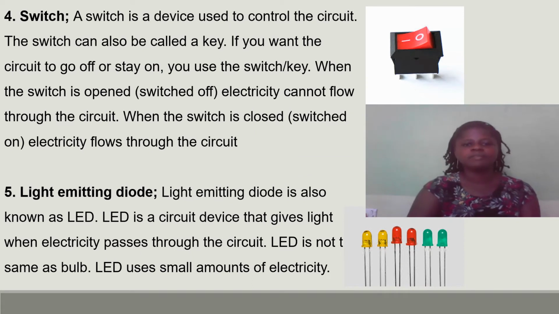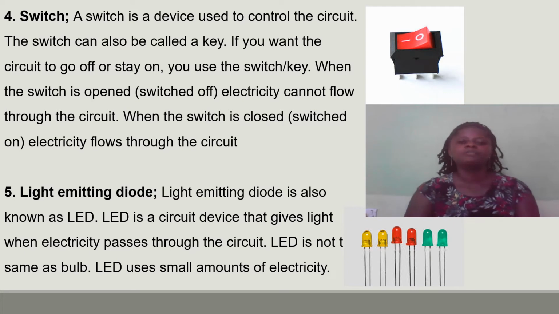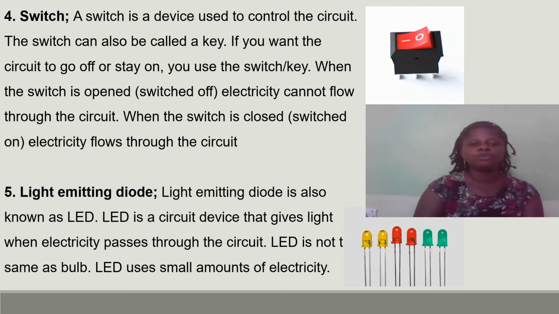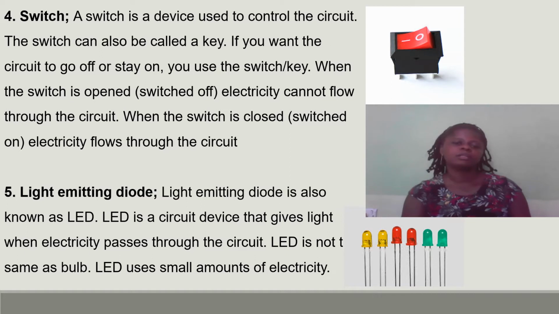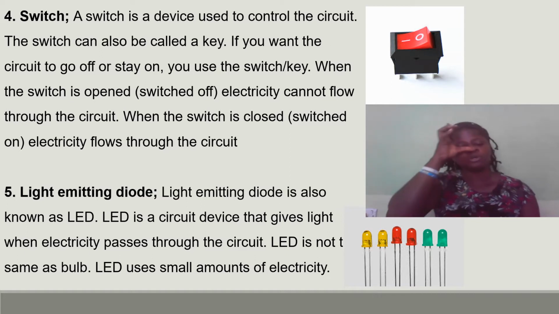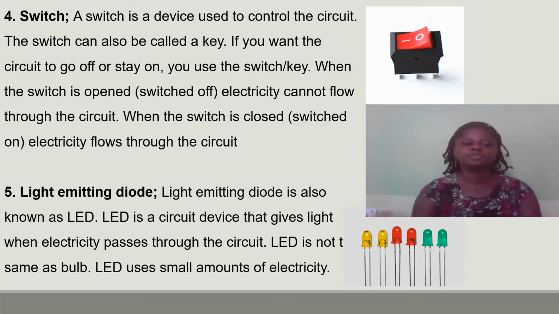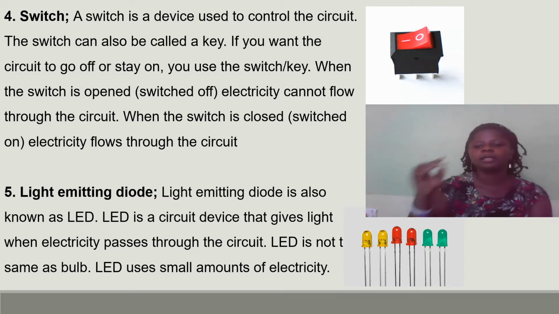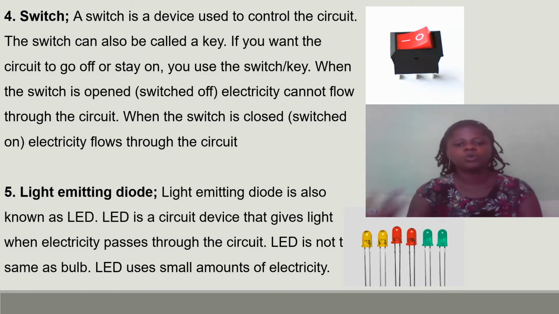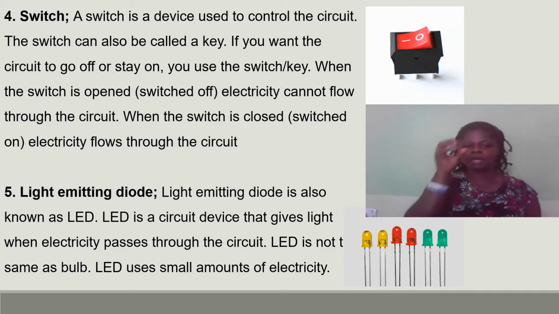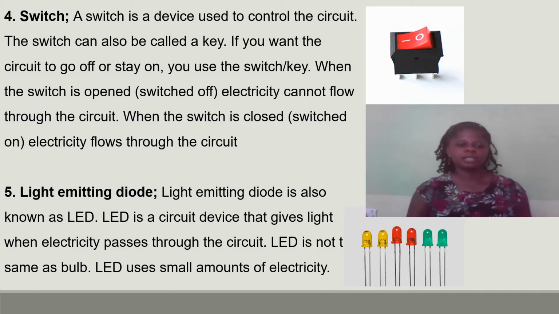The switch is a device used to control the circuit. The switch can also be called a key. If you want the circuit to go off or stay on, you use the switch or the key. When the switch is open, the current does not flow, and when we say the switch is open, it means we have switched off the circuit. When the switch is closed, it means we have switched on the circuit, and electric current can flow through the circuit.